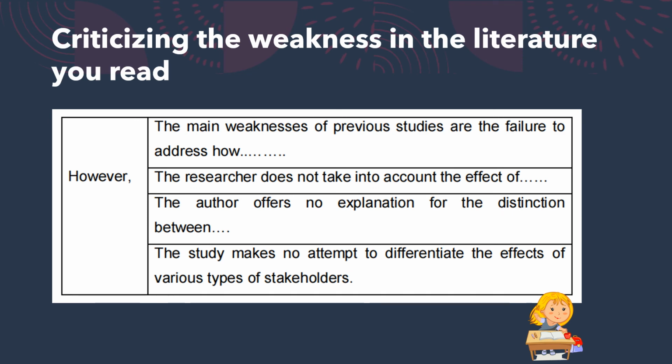Criticizing the weakness in the literature you read. The main weaknesses of previous studies are the failure to address how. The researcher does not take into account the effect of. The authors offer no explanation for the distinction between. The study makes no attempts to differentiate the effect of various types of stakeholders.